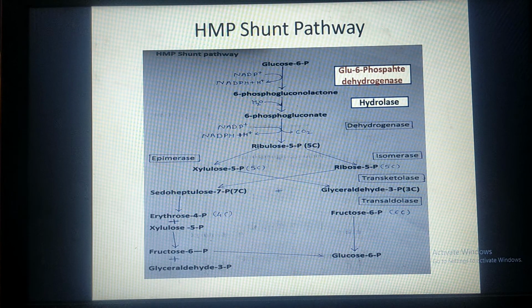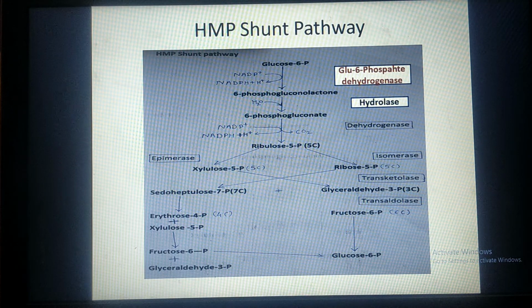Next, 6-phosphogluconolactone with the help of the enzyme hydrolase gets converted into 6-phosphogluconate. This 6-phosphogluconate undergoes a second oxidation. Again, two hydrogen atoms are removed. At this step, one molecule of carbon dioxide is also removed. So it is actually oxidative decarboxylation that occurs at this step.